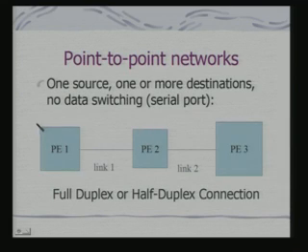So, the simplest network that we can have is a point-to-point network. There is one source and one destination, and there is no data switching. So, if we are building a network over the serial port between the PEs, we shall have this kind of a point-to-point network connection. It can be a full duplex or half duplex communication.